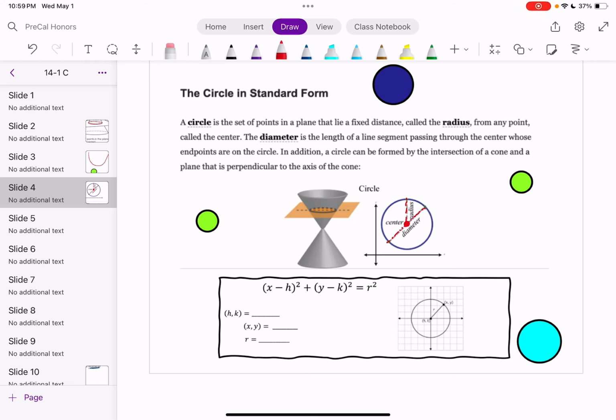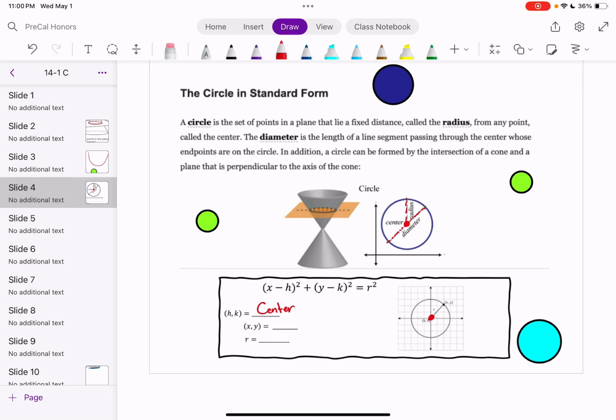As we take a look at our equation itself, it is extremely important to understand where all of these points and all of these values are coming from. Let's first begin with the h and k. Your h and k is actually going to be the center of your circle. So that would be this location right in here.